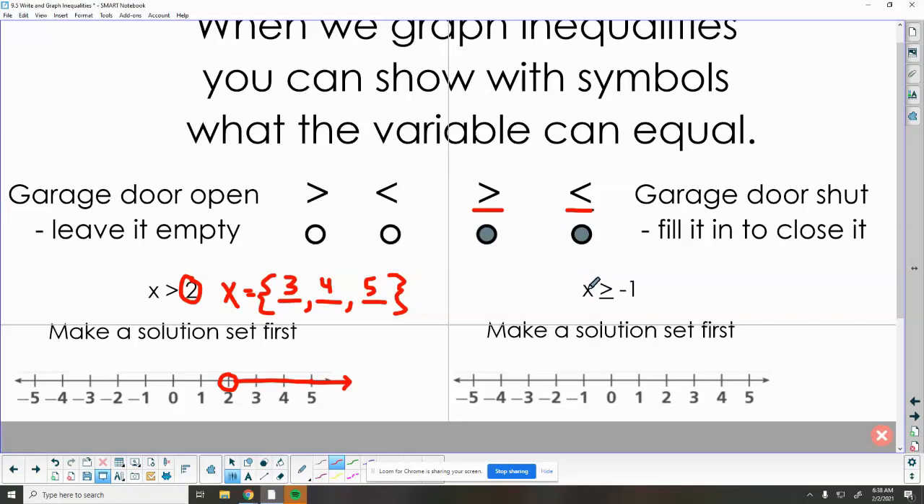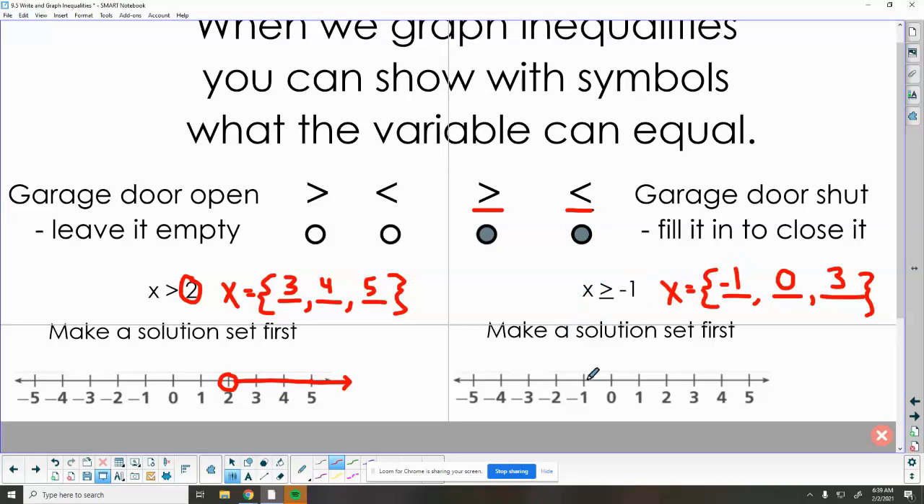Okay, let's try another one here. Our inequality is x is greater than or equal to -1. The first thing we want to do is make our solution set. We need to come up with 3 things that x can equal. It just has to be greater than -1 or equal to it. The first question should always be, can it equal -1? Yes, we have this equal sign here. So yes, it can be -1. It could be 0. It could be 3. Those are all greater than -1.